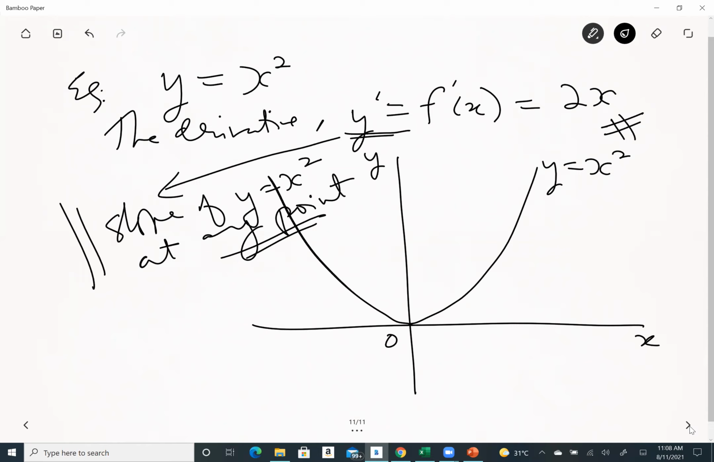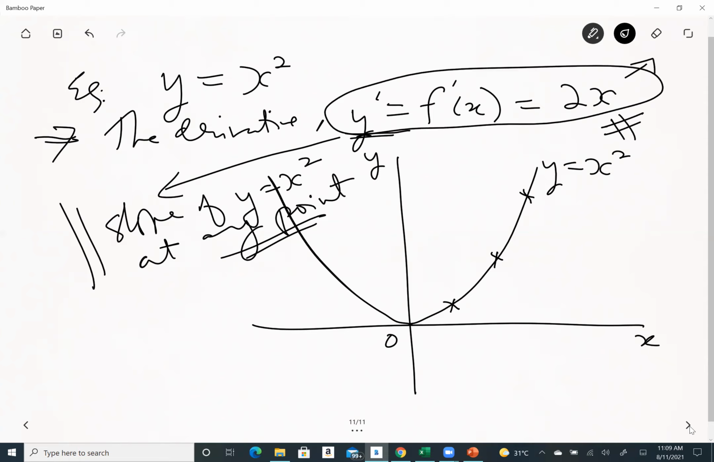So in order for you to find the slope at any point, what do I use? I use the derivative. The derivative is y prime equal to 2x. That expression, for your information, is also a function. That expression or function will give you the slope at any point of the function y equal to x squared. Any point.